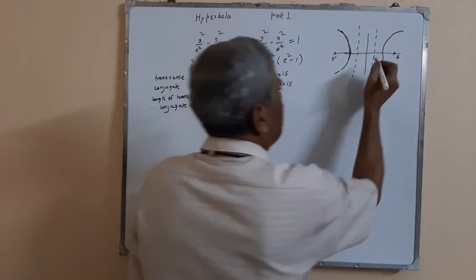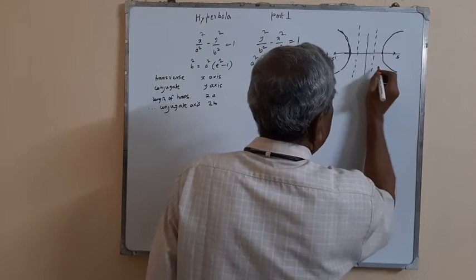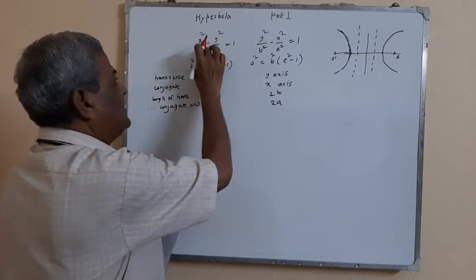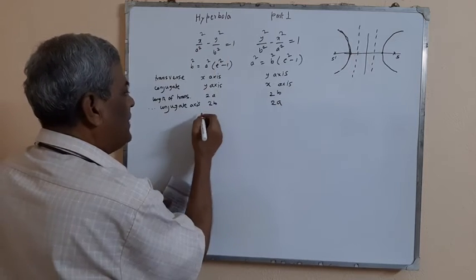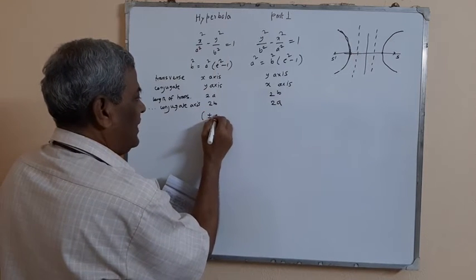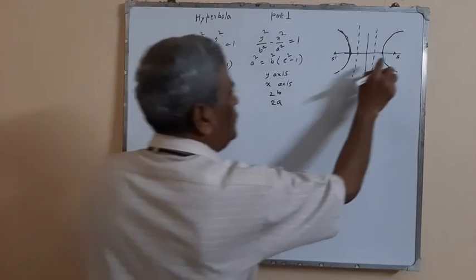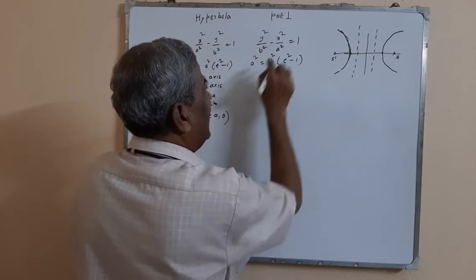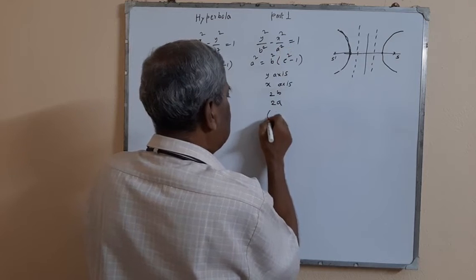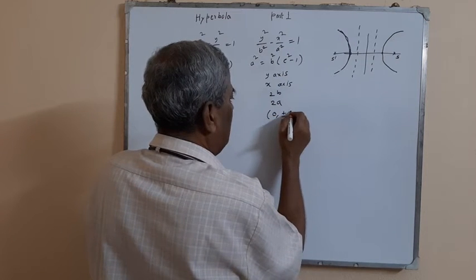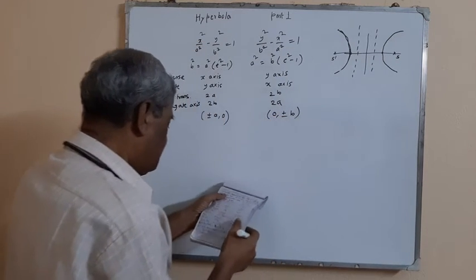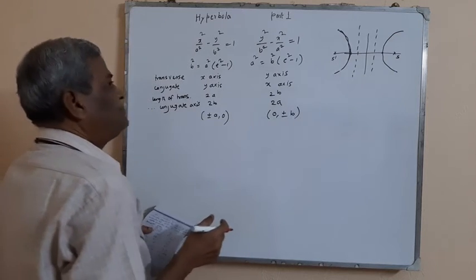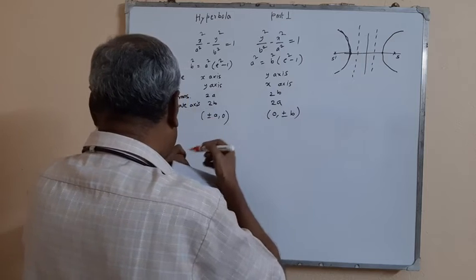Vertices. This is a vertex, this is another vertex. Vertices of that is plus minus a comma 0. This is a comma 0, this is minus a comma 0. And that of this is 0 comma plus minus b. Eccentricity.